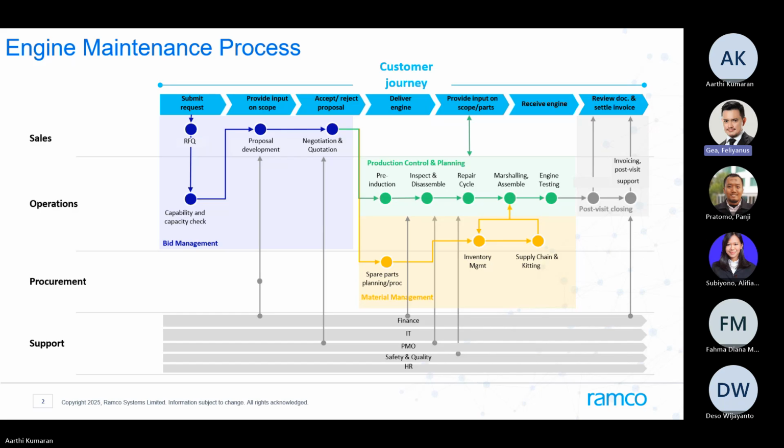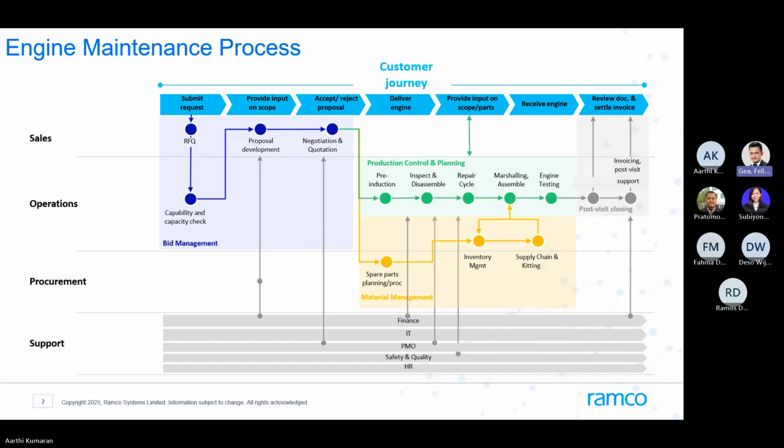I'm not going to get too much into the detail. Of course, we have another session for the commercial side separately. But having the final contract, the approved agreement with the customer, we then get down to the actual process of an individual visit for a given engine serial, right? So for a given engine serial number, we start with the first step, which is the pre-induction process, which is essentially even before we actually receive the physical engine into the facility.